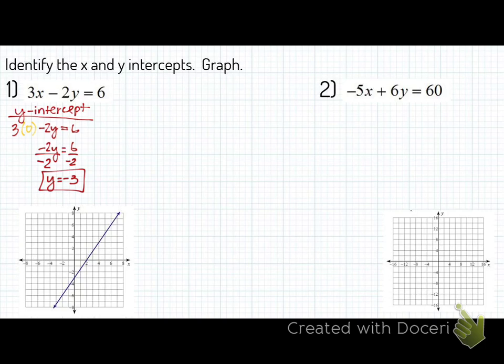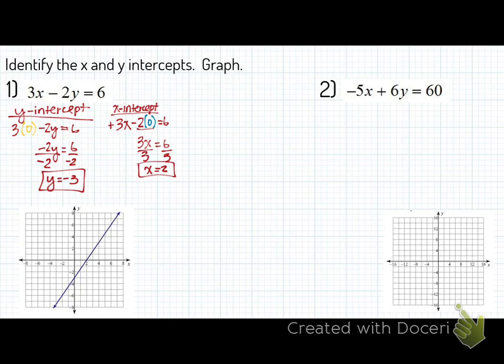And then for the x-intercept, you're going to do the same thing, except this time we're not going to set x equal to 0. We're going to set y equal to 0. So we're going to copy this down. We got 3x minus 2y, and instead of y, I'm going to put in 0, is equal to 6. So negative 2 times 0 is 0, plus 3x is going to be 3x, which is equal to 6. Divide both sides by 3, and we get x is equal to 2.